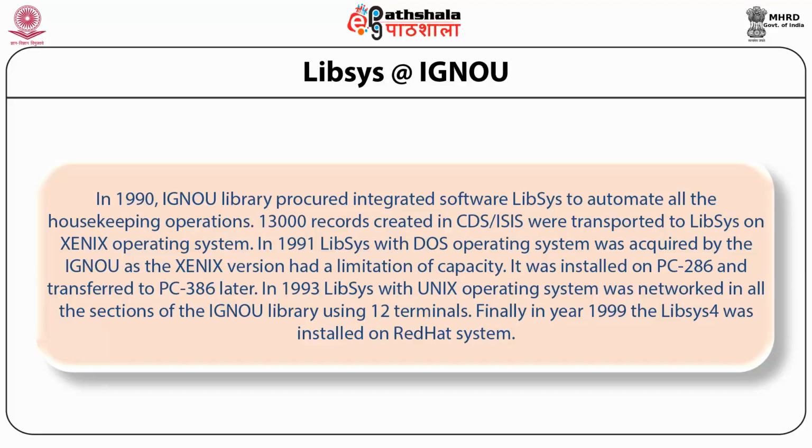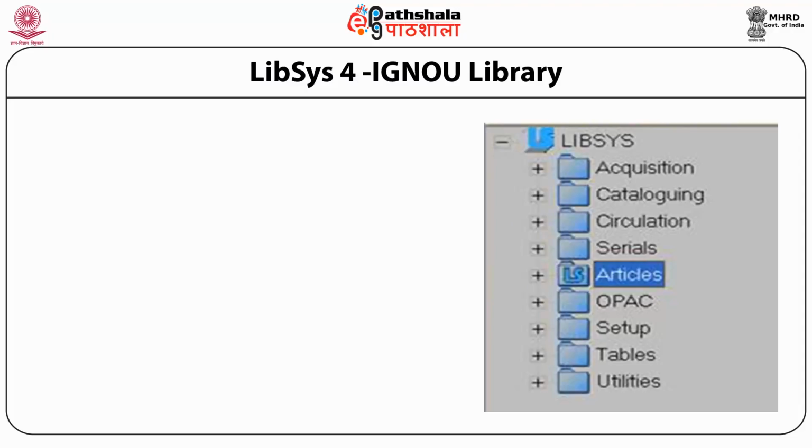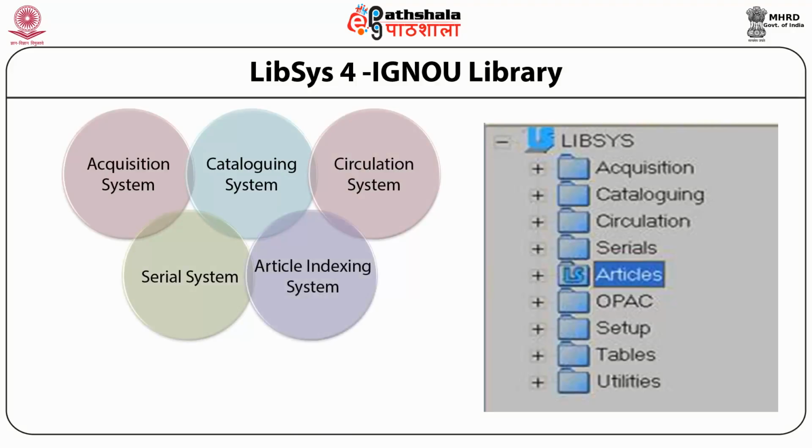In 1993, Lipsys with Unix operating system was networked in all the sections of the IGNOU library using 12 terminals. Finally, in the year 1999, Lipsys 4 was installed on the Red Hat system of Linux in the IGNOU library. The Lipsys 4 version is used in the IGNOU library and has 6 modules. As you can see on the screen, these modules include acquisition, cataloging, circulation, serials, article indexing, and OPAC module. Besides that, it has setups, tables, and utilities for the functioning of Lipsys.